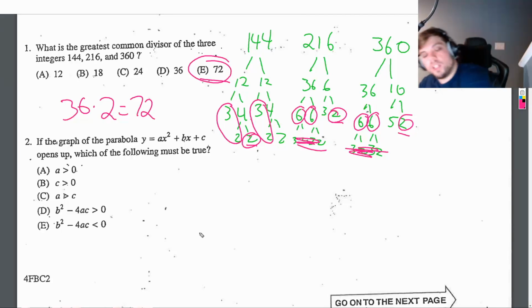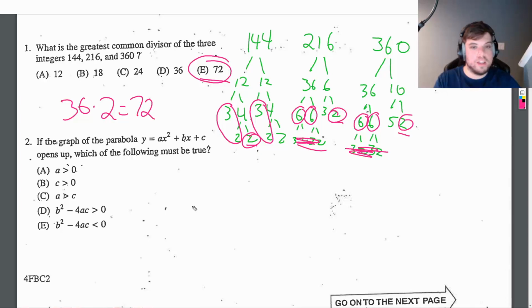And let's say you were unsure about that answer. You could always use a calculator and make sure that you can divide 144, 216, and 360 by 72. I'm fairly confident that you can. Looks good to me. First answer is E. All right, let's take a look at the second problem here.